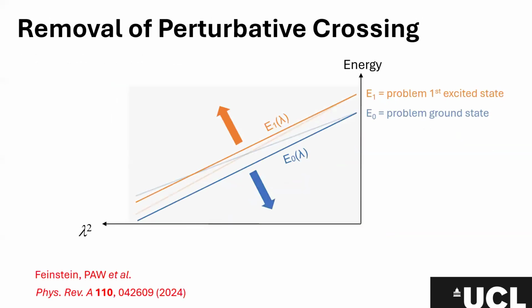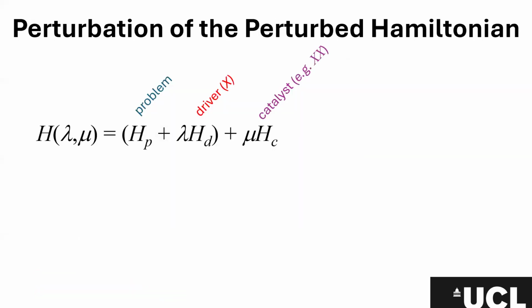So how do we remove this perturbative crossing? What you want to do is change the slopes of the dependencies of these two eigenenergies on the perturbative parameter lambda, or lambda squared more accurately. If I can move the dependence of the ground state down, as shown in blue, and the orange first excited state up, I can eliminate this perturbative crossing late in the anneal. You can find out more about this in Natasha's paper in Phys Rev A. So that's what we're hoping to achieve in order to remove these perturbative crossings.